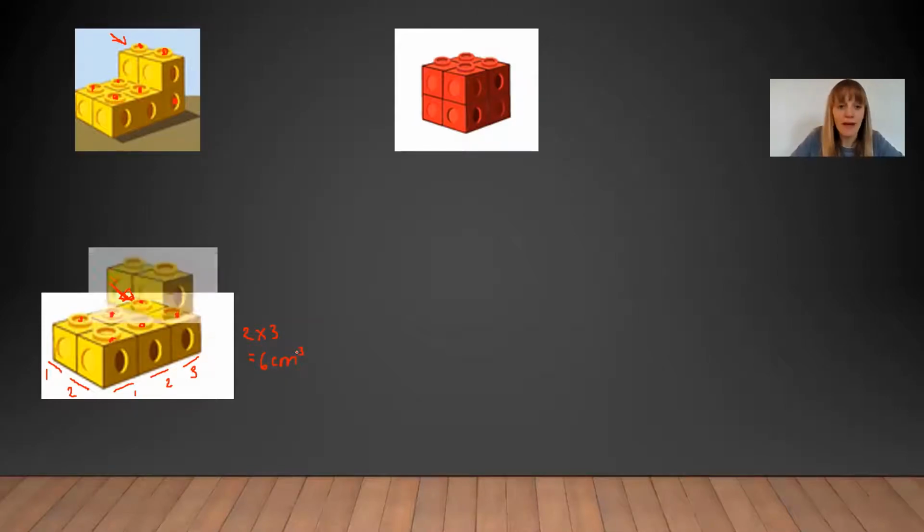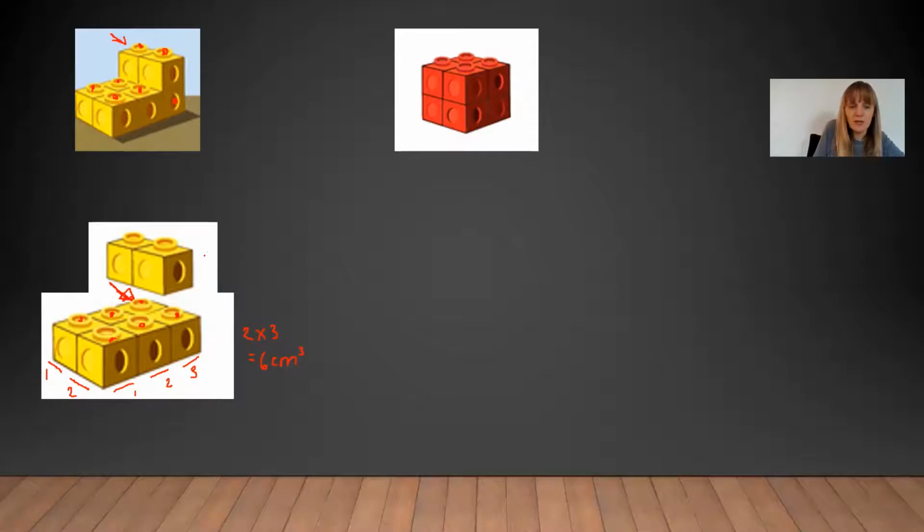And then on top of that, we would stick the next 2 cubes. So this one here has got a volume of 2 centimetres cubed there. So to find the total volume of the shape, we would add them together. So this one has got a volume of 8 centimetres cubed.